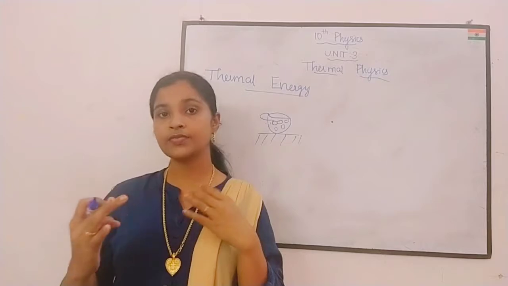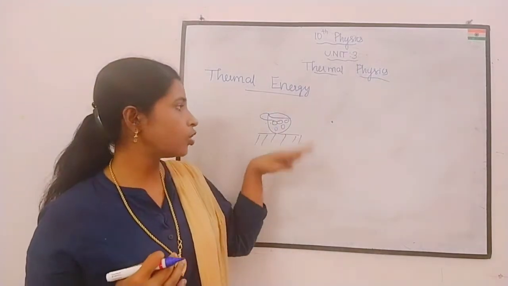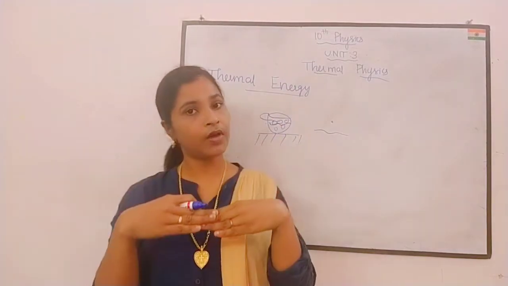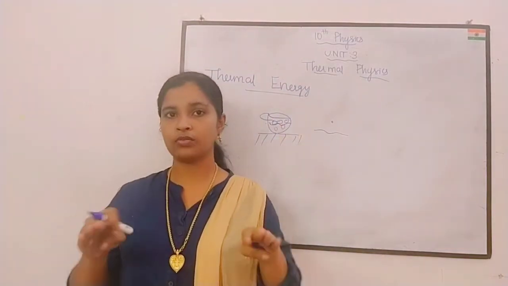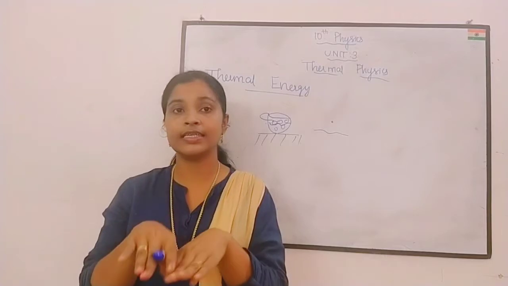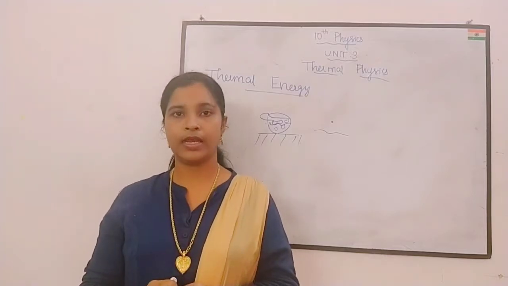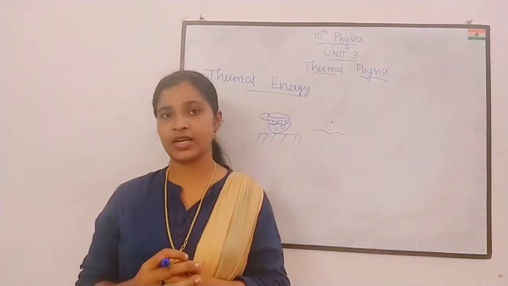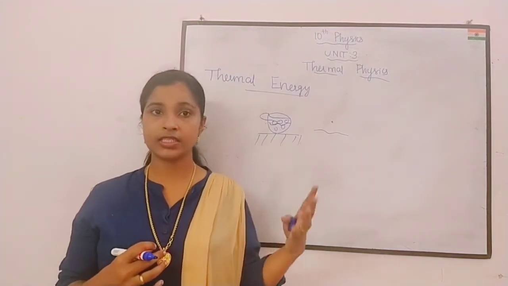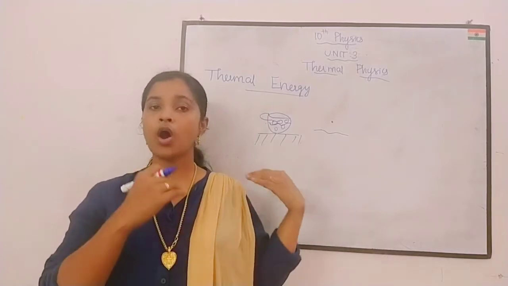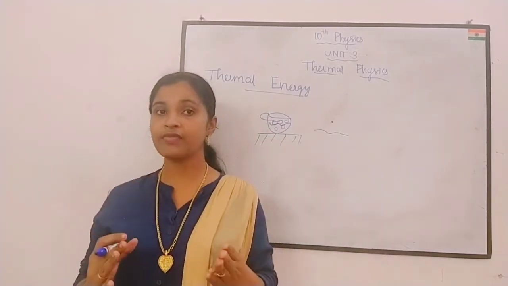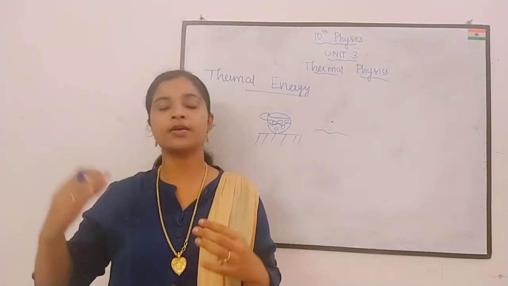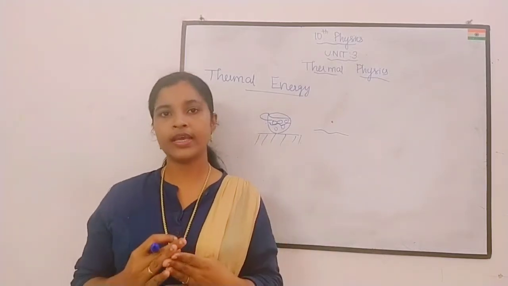The transfer continues until both temperatures become equal, the surrounding temperature and the water temperature. When there is no more transfer, that condition is called thermal equilibrium. This is what happens in heat transfer. Either the heat transfers from the surrounding to the object or from the object to the surrounding. Anyway, the heat will transfer from the body with higher temperature to the body with lower temperature.